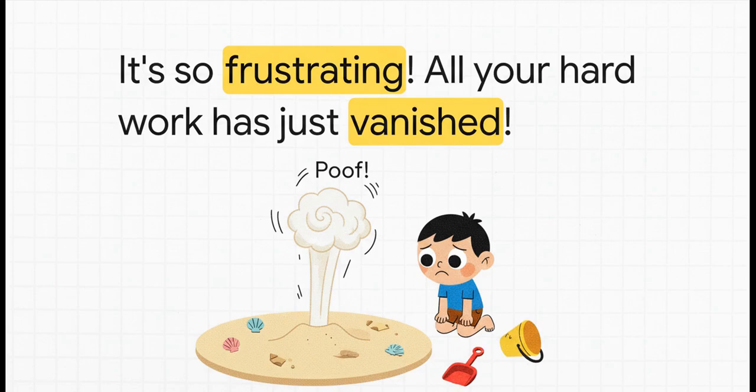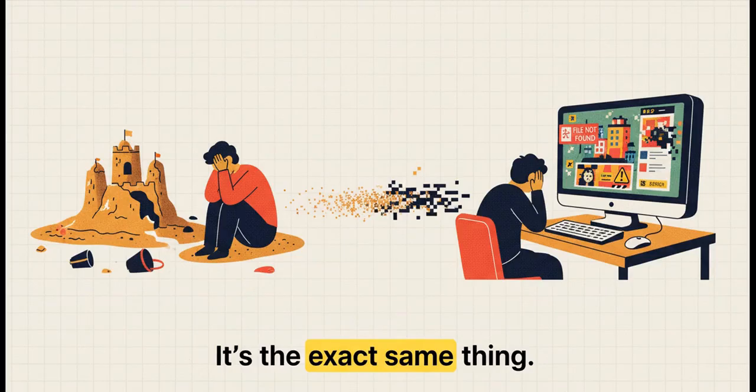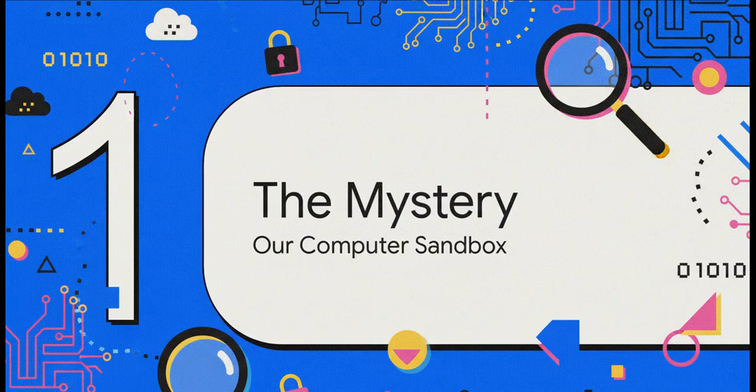What happened? Well, guess what? This exact same thing happens all the time in the world of computers. Yep, for people who build awesome things like video games and apps, their sandcastles can just disappear overnight too. It's a really common mystery. So let's put on our detective hats and begin our story.